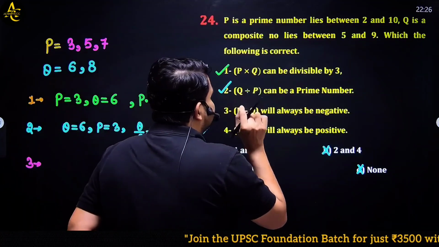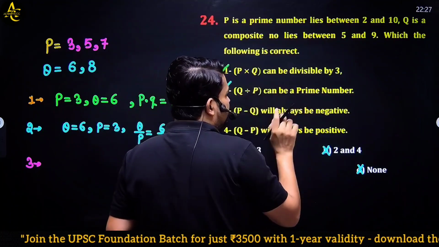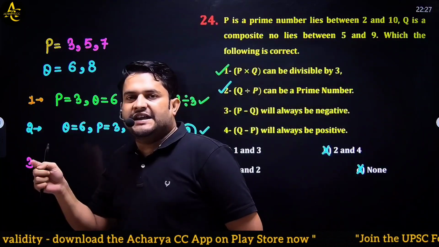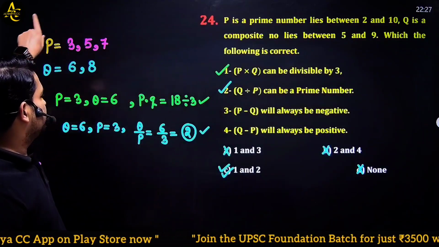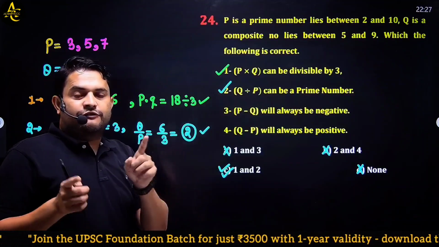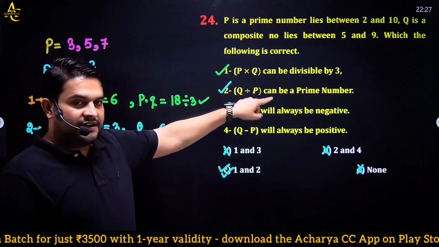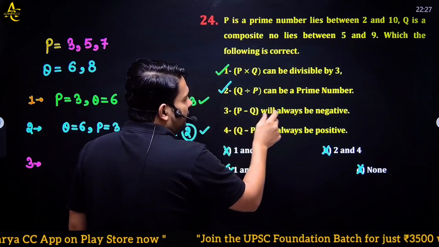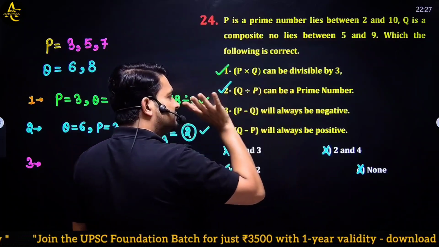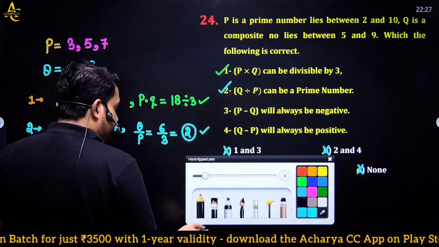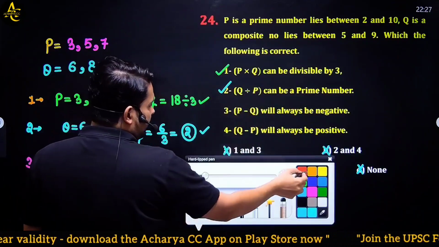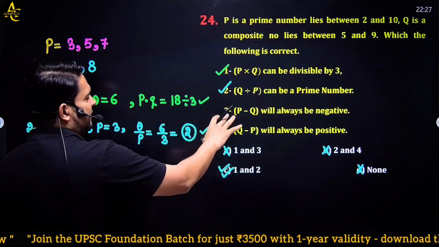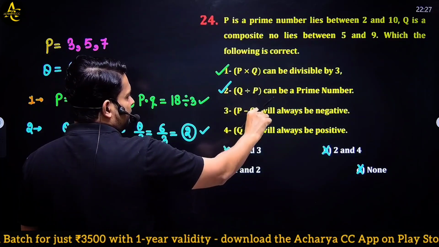If your statement consists of "can be", then you have to make it correct. You have to take a single possibility out of all the possibilities that will make it correct. Means your fight is to make those statements correct which consist of "can be", and the statements which consist of "will always be", you have to make them false, because these statements are 99.99% false. See, p minus q will always be negative. He says that if you subtract q from p, you will get a negative number.